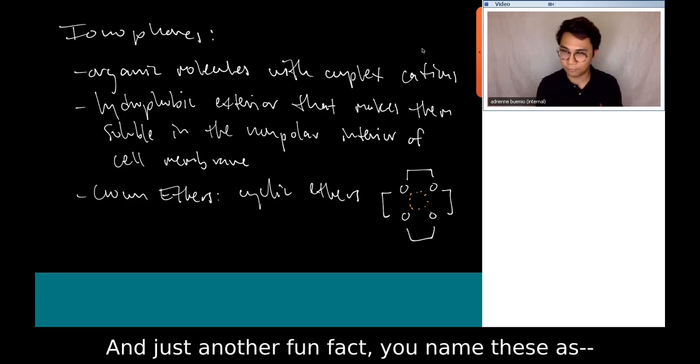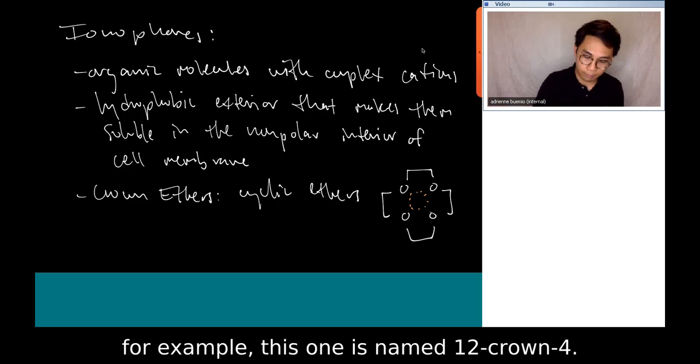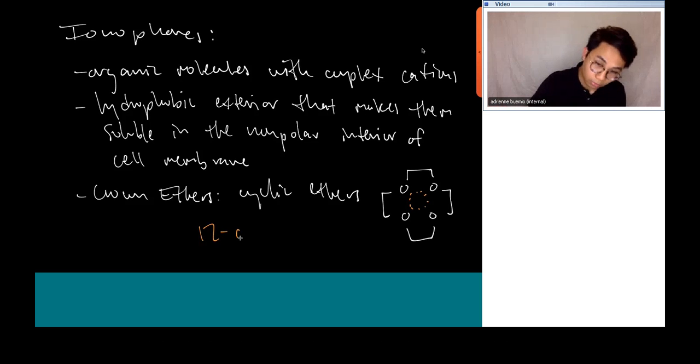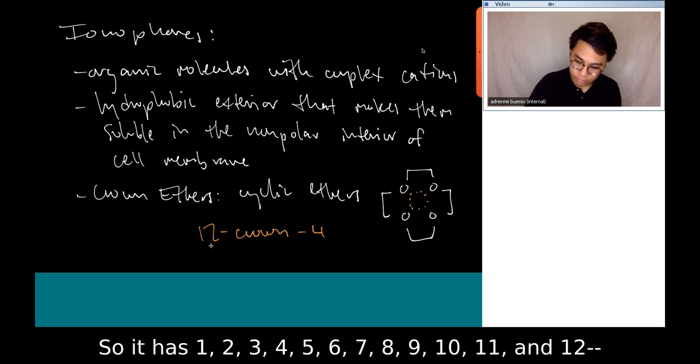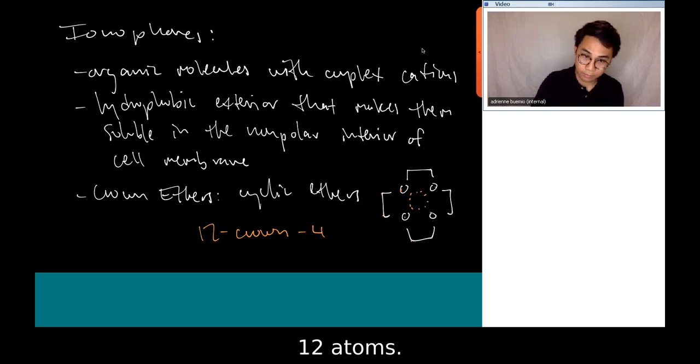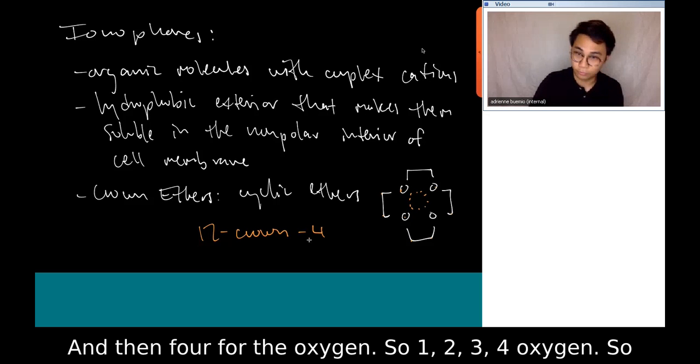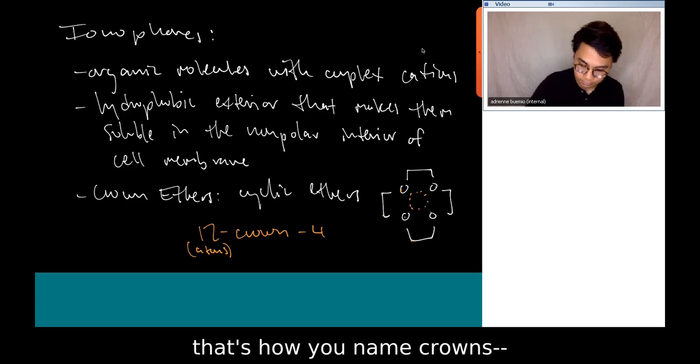And just another fun fact, you name these as, for example, this one is named 12-crown-4. 12 for how many atoms it has. So it has 1, 2, 3, 4, 5, 6, 7, 8, 9, 10, 11, 12, right? 12 atoms, and then 4 for the oxygen. So 1, 2, 3, 4 oxygens. So that's how you name crowns.